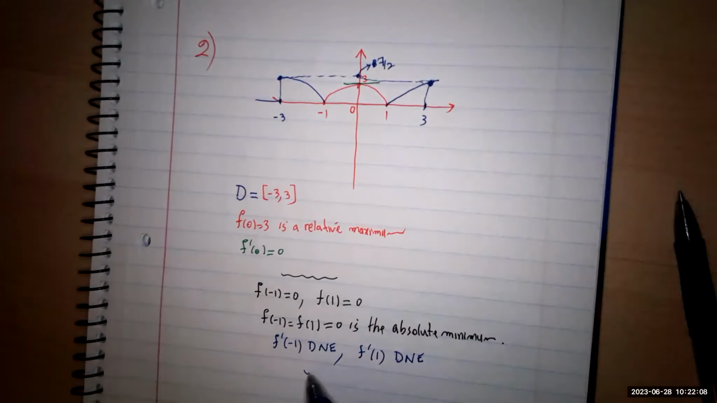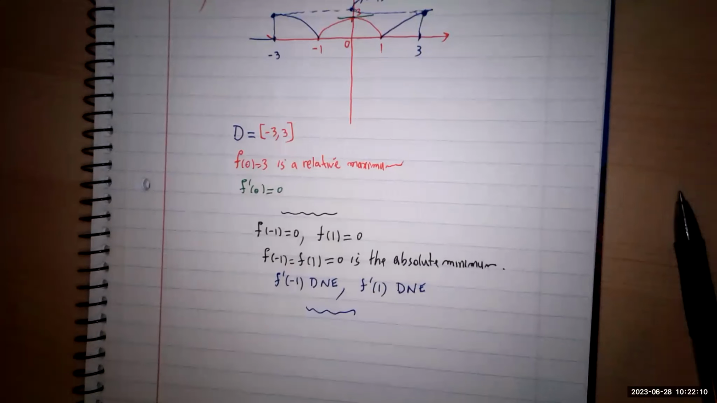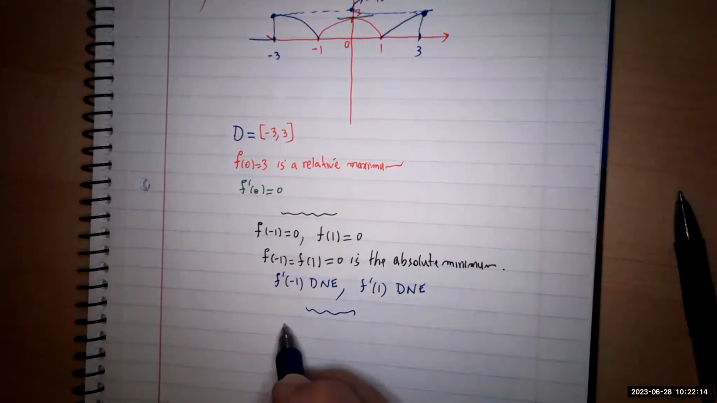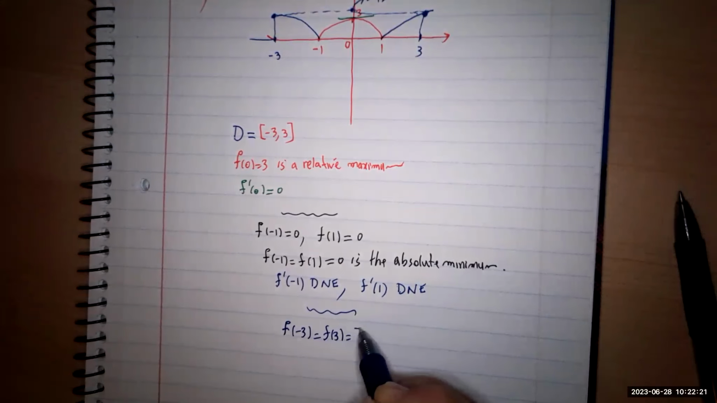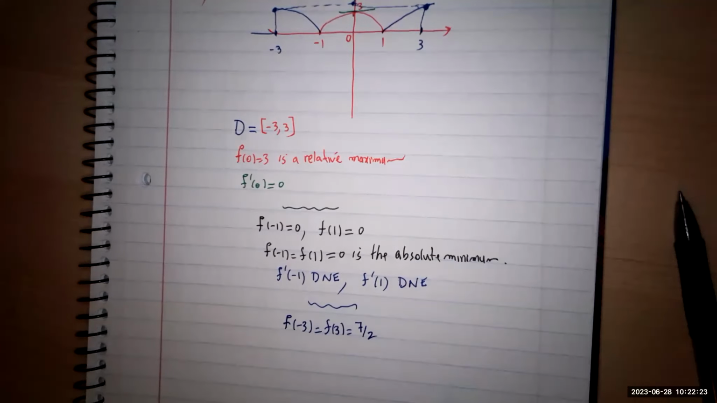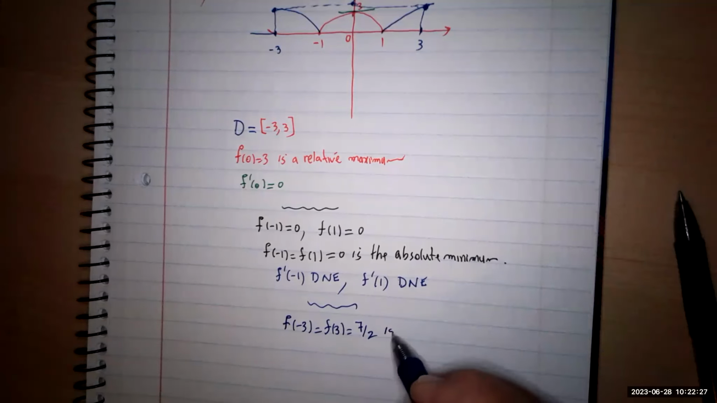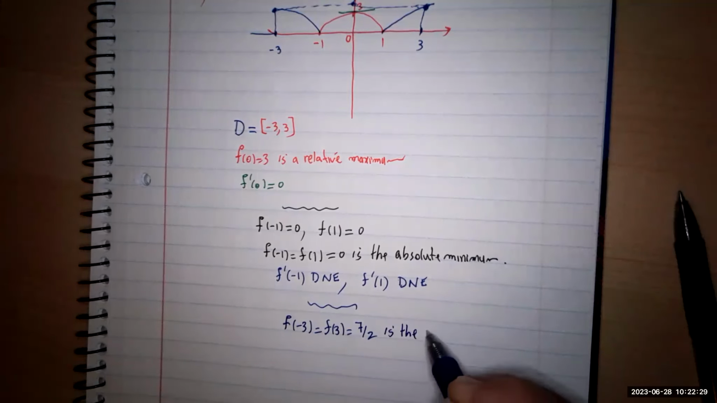So it's a very nice example, and you will see it in the future when we do it. The other option is that you explain that f of -3 is equal to f of 3, and both of them are 7/2. And 7/2 is the largest value of your function, the absolute maximum.